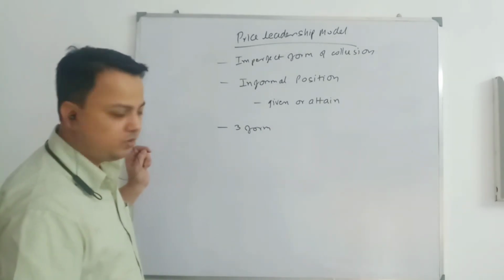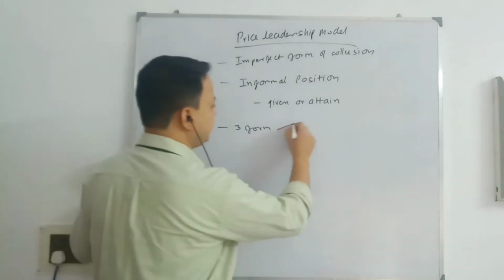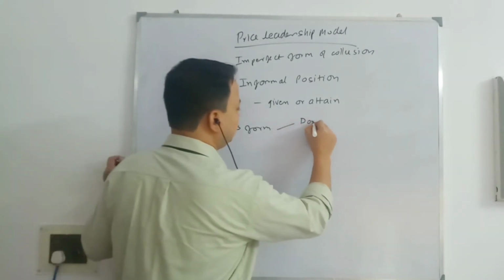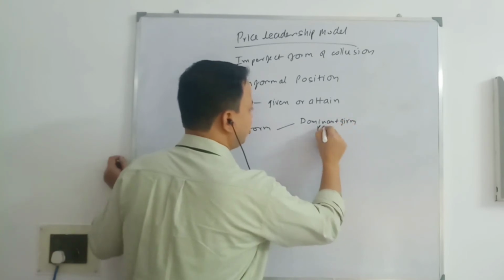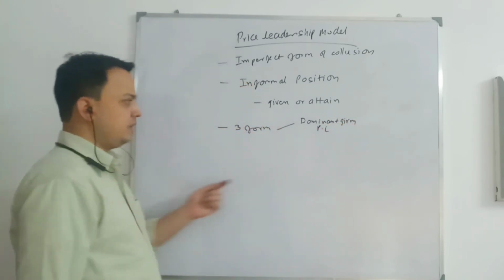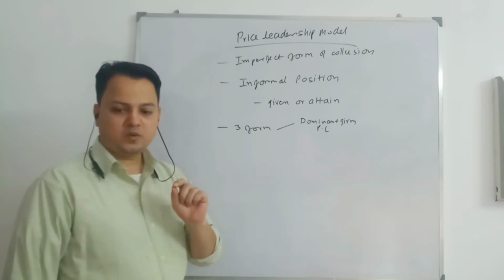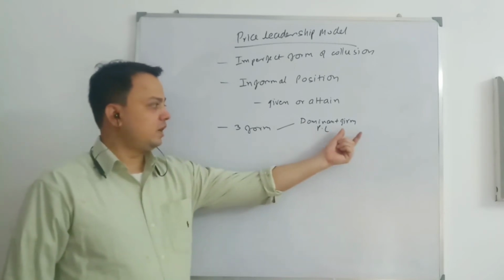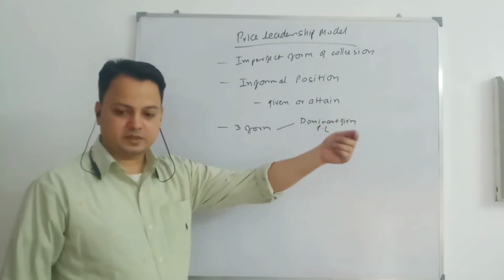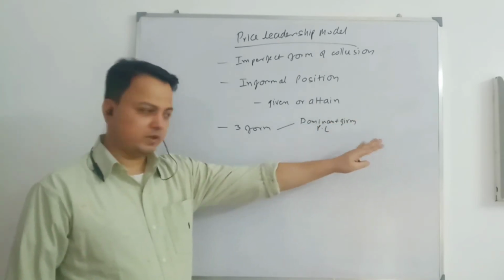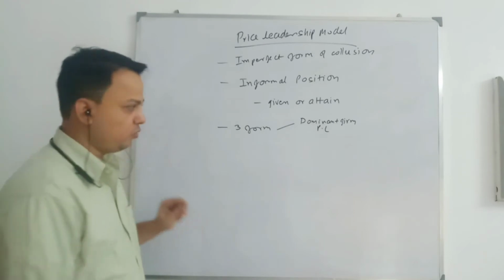Okay, we are going to study three forms. One is the dominant firm price leadership model. Here, one firm will be determining the price. It will be leading the industry, and other firms will follow. I will do one numerical in this case, then you will know.